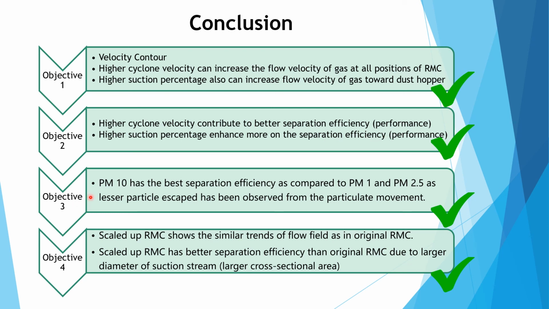For objective 3, it can be concluded that PM10 has the best separation efficiency as compared to PM1 and PM2.5, as lesser particle escape has been observed from the particulate movement. For objective 4, it can be concluded that scale up RMC shows similar trends of flow field as in original RMC, and scale up RMC has better separation efficiency than original RMC due to larger diameter of suction stream that has larger cross-section area.